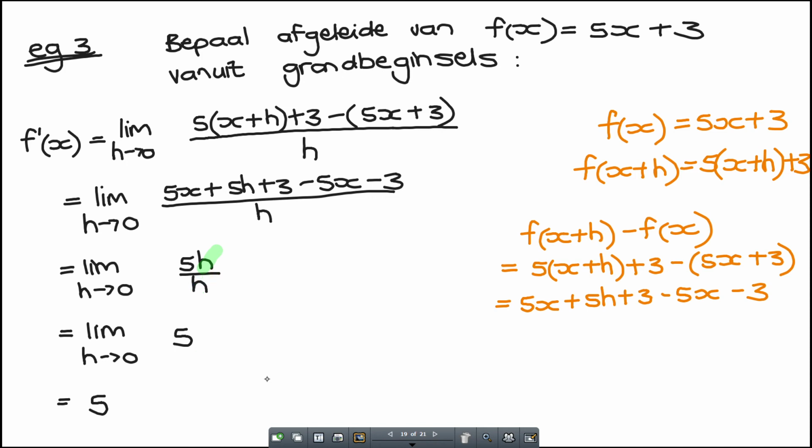So my final answer is still just 5. Now remember, let me quickly show you the short method. We had 5x plus 3. Now this is 5x to the power 1. Okay, so if I get the derivative of that, 1 times that 5 will still be 5, and then x to the power of 0. So that is why that part only becomes 5.